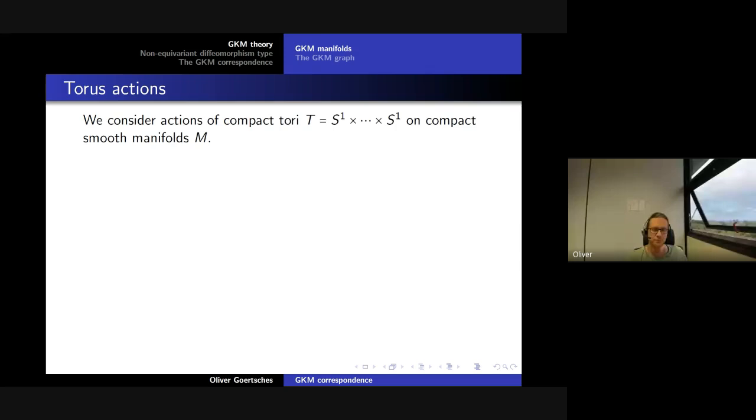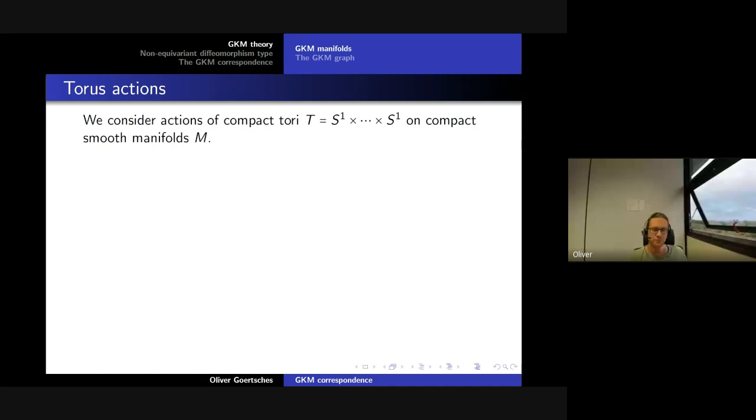So throughout the talk, I will be interested in actions of compact tori. T will always be the compact Lie group given by a product of finitely many circles, and I will let it act on some compact smooth manifold. I'm also interested in geometric structures on these manifolds, like symplectic structures, Kähler structures, or other structures left invariant by this action. Some symplectic and Kähler things will appear in the talk, but most of the time I will focus just on the smooth manifold itself and some smooth action on it.